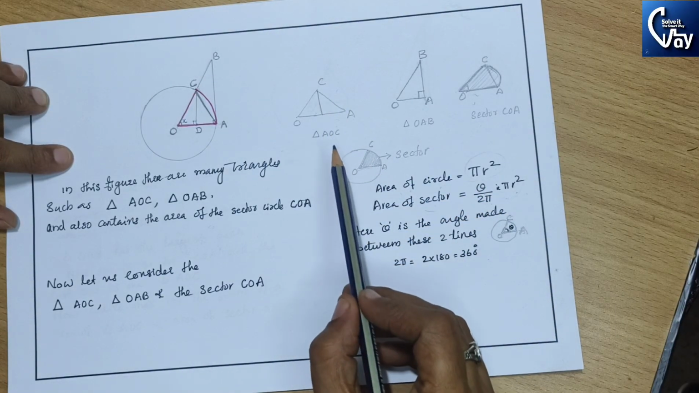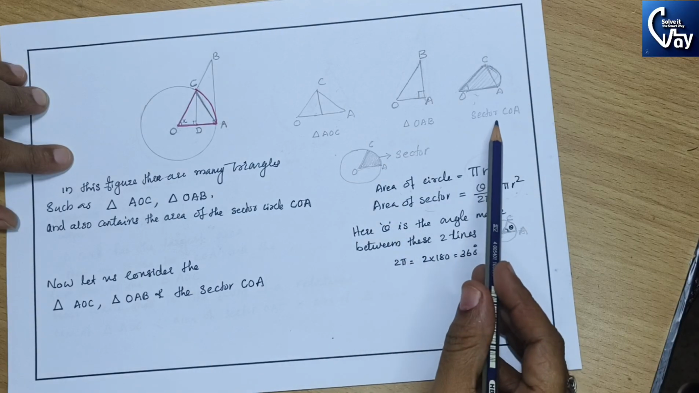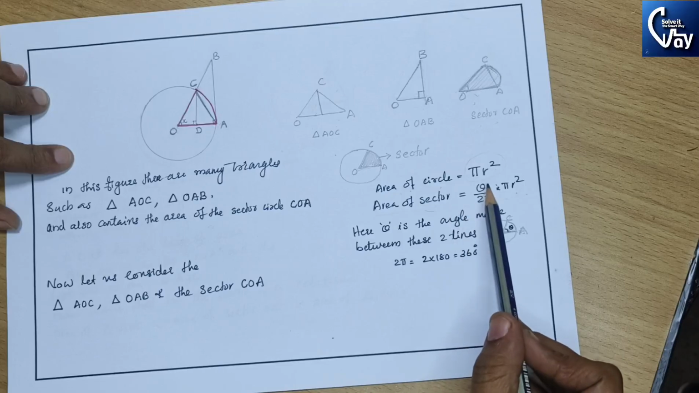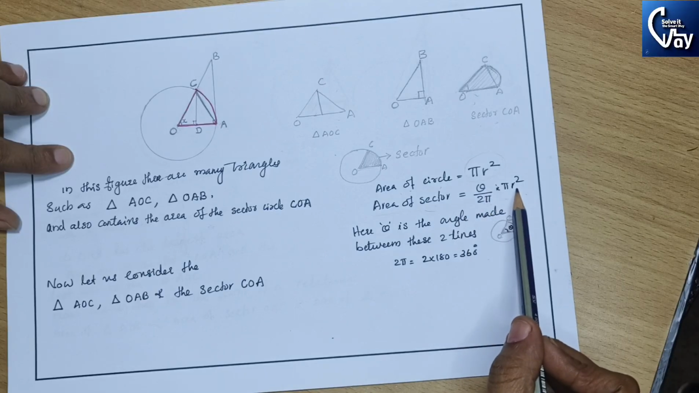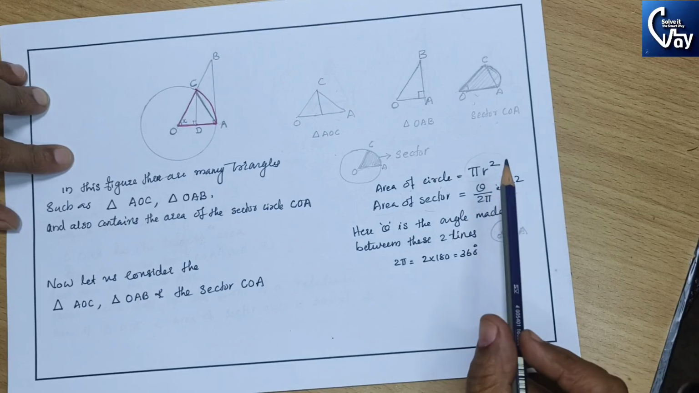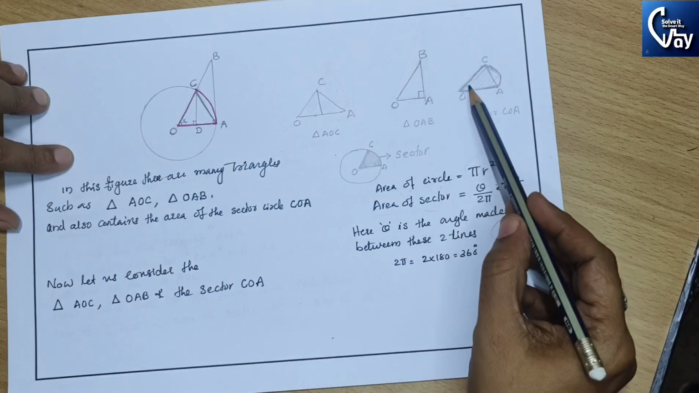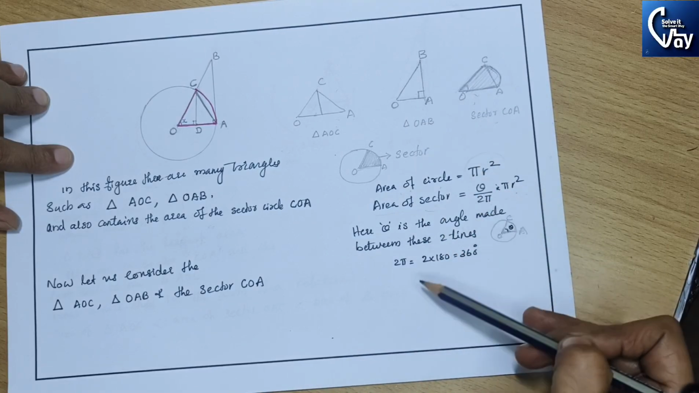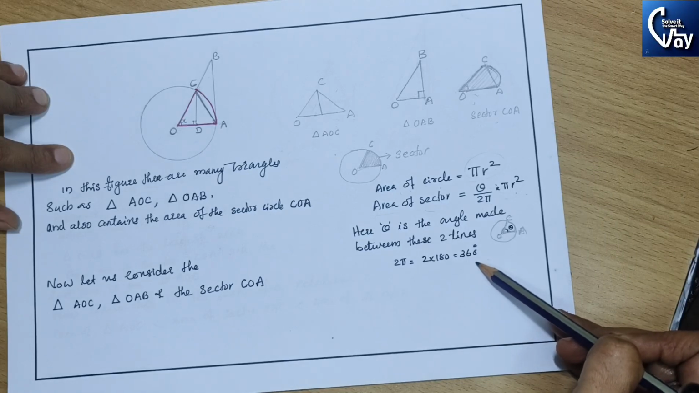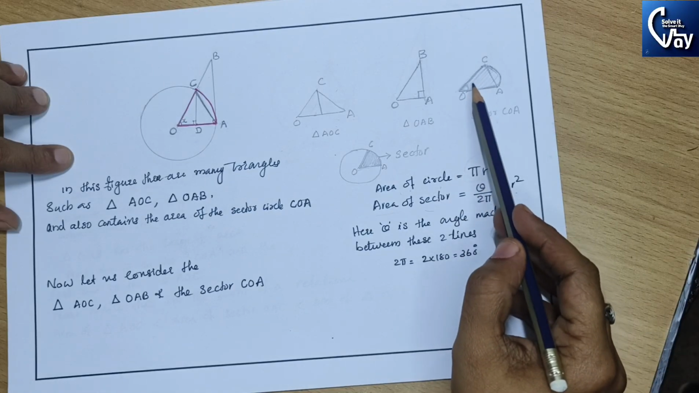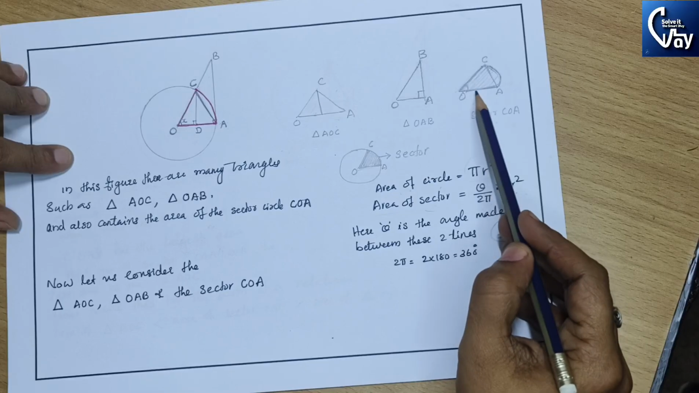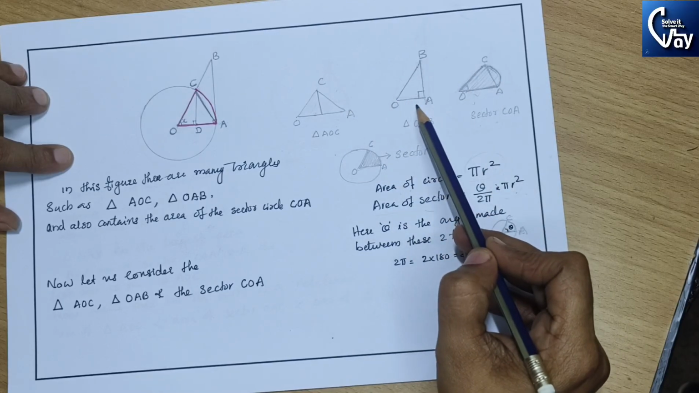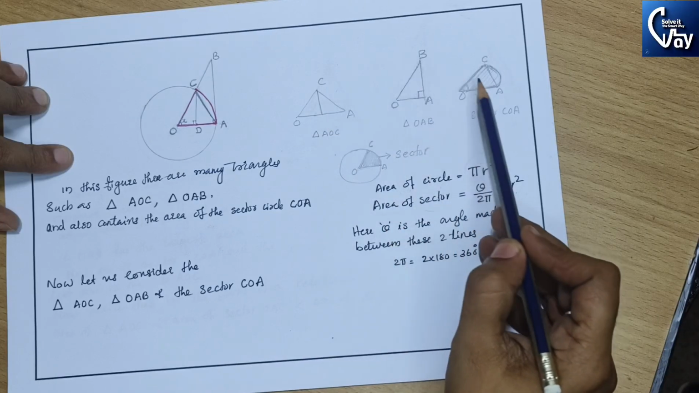We know how to find the area of a triangle. The equation is half into base into height. Then how to find the area of the sector? Area of the sector is equal to theta by 2 pi into pi r square. What is theta here? Theta is the angle made between the two lines. 2 pi means 2 into 180, that is 360. Is it clear? This is the sector. This figure has the largest area, second largest this, third largest this.